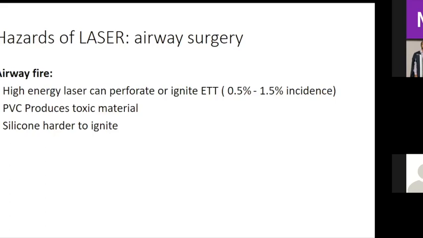Unfortunately, PVC material, of which some endotracheal tubes are made, produces toxic material when it burns. They also describe that silicone-based material is harder to ignite. Maybe it could be safer to use those ones if we have them.